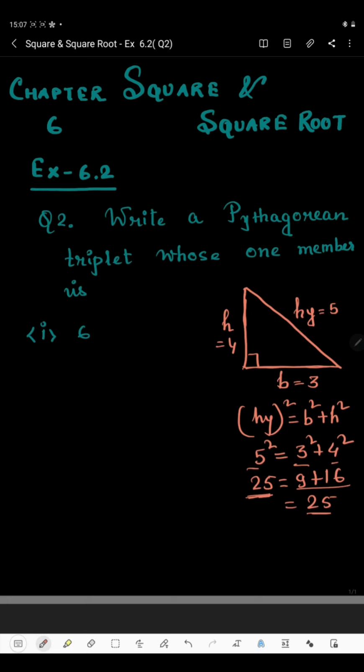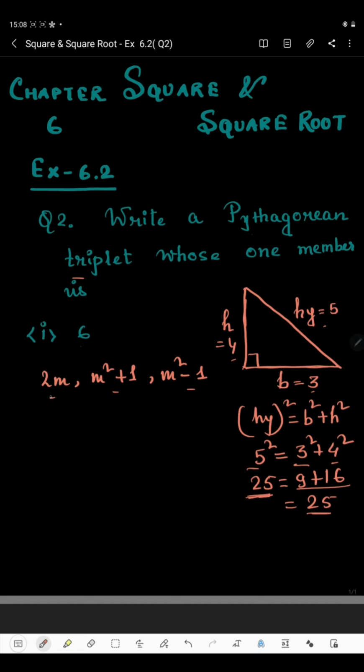Using Pythagoras theorem, we will find the Pythagorean triplet. Now what do you mean by triplet? Triplet means 3 members. So here these 3 members are 3, 4 and 5. In this way we will find the triplets. Here one member is given. Now the 3 members of Pythagorean triplets are 2m, m square plus 1 and m square minus 1. These are the 3 members of Pythagorean triplet.